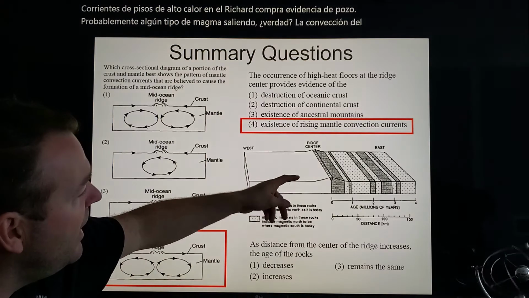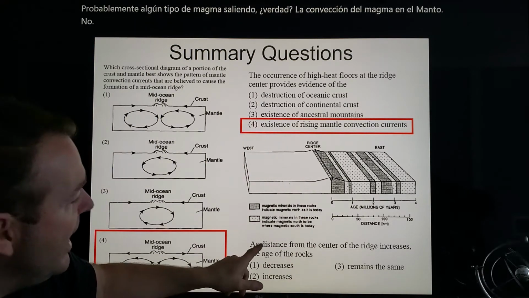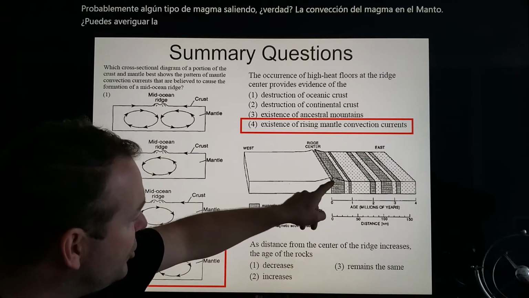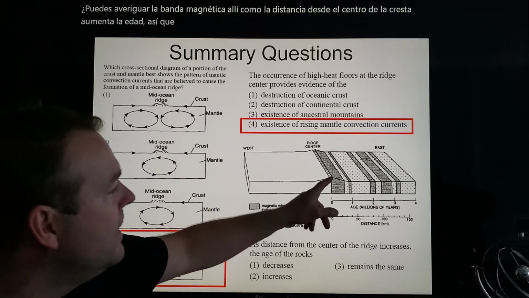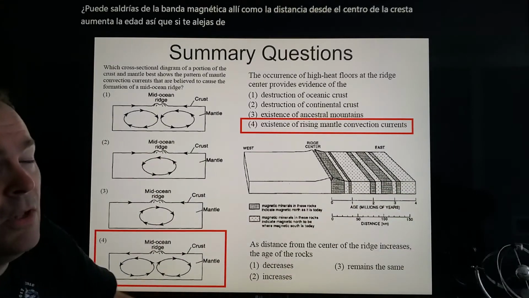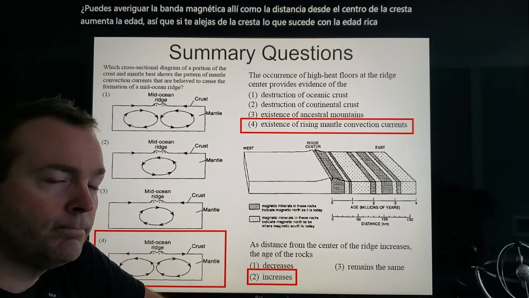With this one, we just did a similar thing. You had to figure out the magnetic striping there. As distance from the center of the ridge increases, the age. So if you get further from the ridge, what happens to the age? Well, hopefully you said it's getting older, which means the age must be increasing.